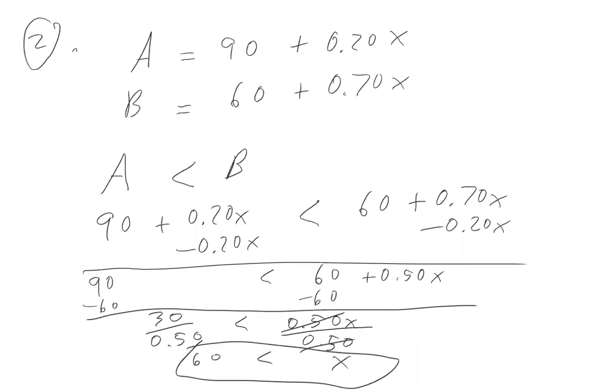So the answer to the problem is the truck has to be driven more, because see, 60 is less than x, so that means x is more than 60. So the truck must be driven more than 60 miles per day in order for it to be a better deal for company A. So that's how you do problem 2. Now let's try something like problem 3.